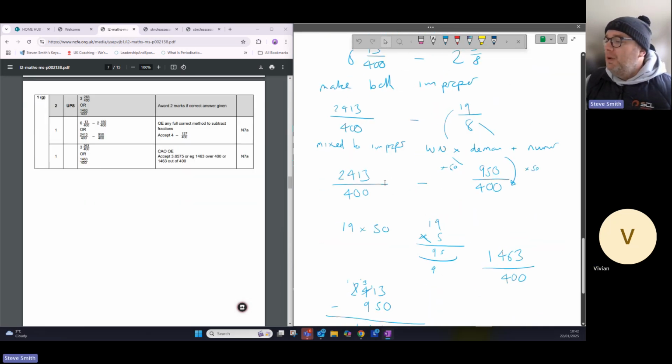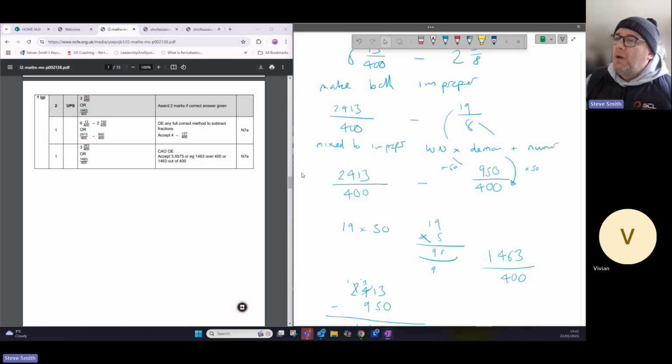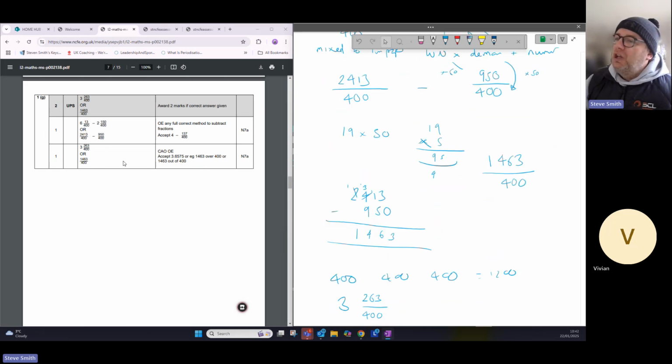And then we have the bit at the end where we're asked to work out the big fraction, take away the not so big fraction. We changed them both to 400. We subtracted the 2413 by 950 and we got 1463, which we changed back into a mixed number, but you would have got all the marks even if you had left it at 1463 over 400. You'd have got the whole mark.